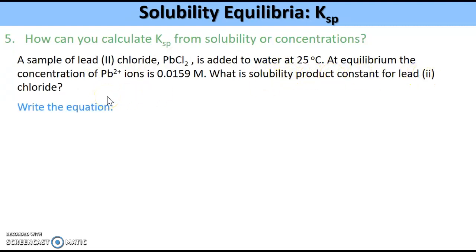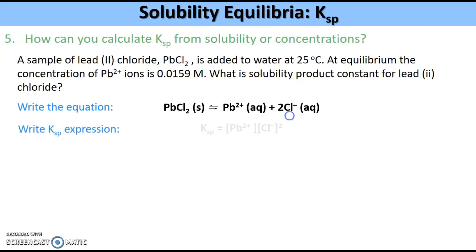All right, as always, first thing, write your equation. Solid on the left. Don't forget your stoichiometry. There are 2 moles of chloride in the ions on the right. Next, write your KSP expression. So this one's going to be lead-2 plus times the concentration of chloride squared.